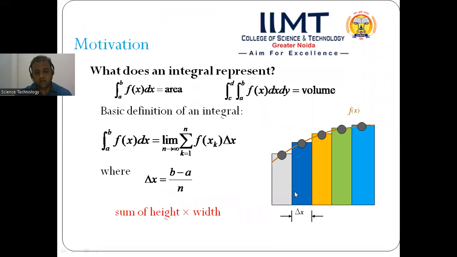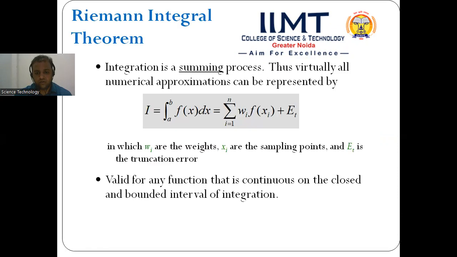Here we can see that during approximation of the area under the curve using rectangles, some of the area of the rectangles is outside the curve of the function, and some places are blank, not covered by the rectangles. So these places produce an error in the area under the curve, which does not give the exact value. The error is denoted by E_t, in which w_i are the widths of the rectangles, x_i are the sampling points, and E_t is the truncation error.